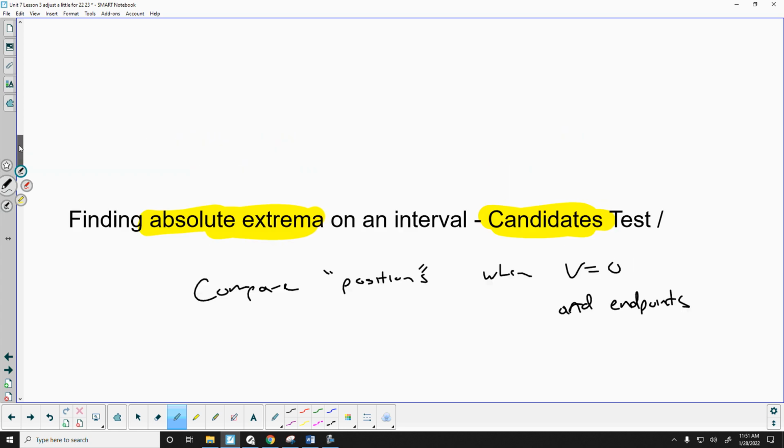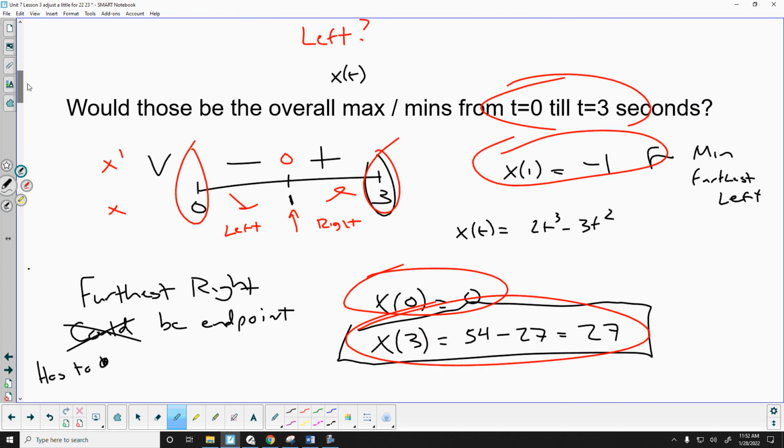We compared our position values at our endpoints as well as when our derivative equals 0, when I change direction. And then I just said, well, these are my 3 possibilities. Whichever one produces the minimum value, that's furthest left, that's my min. Whichever one produces the maximum value, that's my furthest right. I win. Okay?